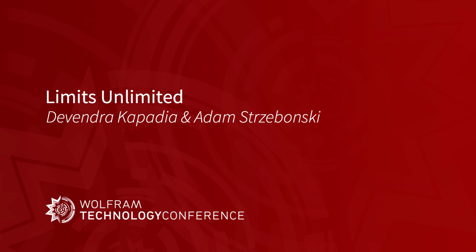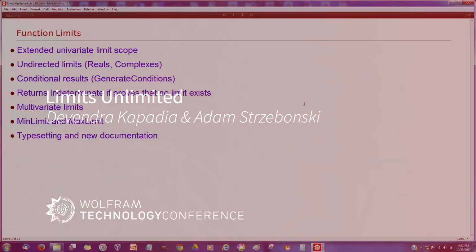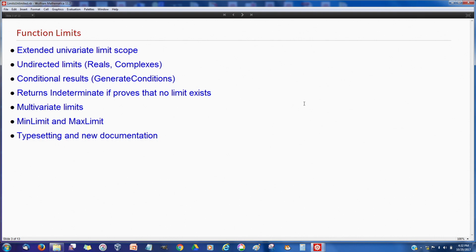So, changes in function limits. First, we extended univariate limit scope. Univariate limit has been here since version 1.0, but we have improved it in 11.2. We introduced undirected limits. So setting direction goes to reals gives limit from both real directions, and direction goes to complexes requires limit from all directions in the complex plane to exist.